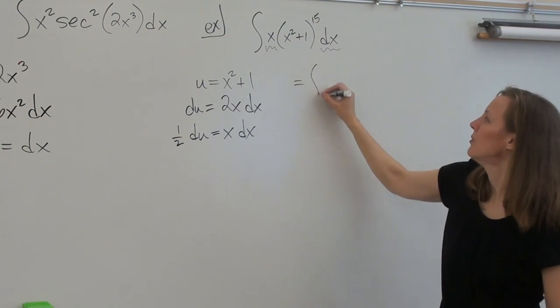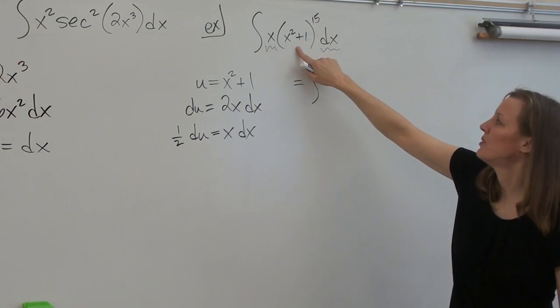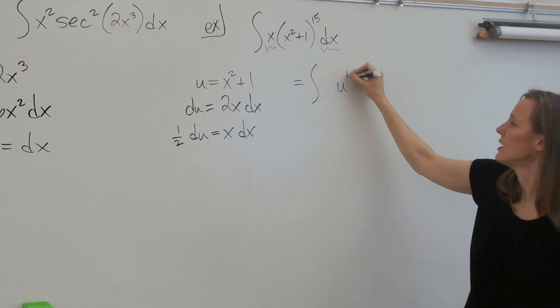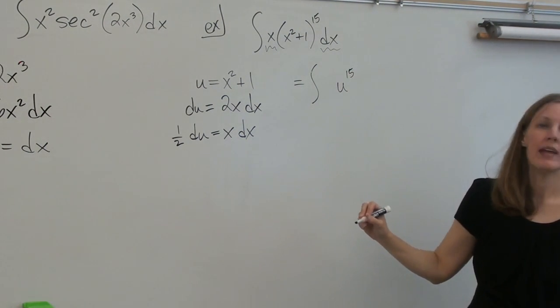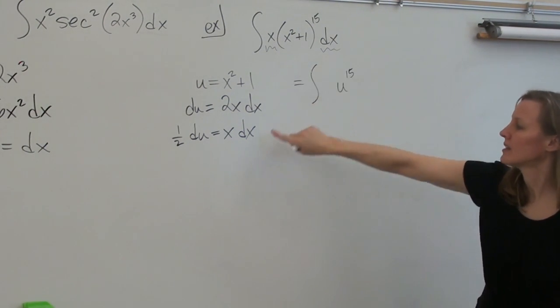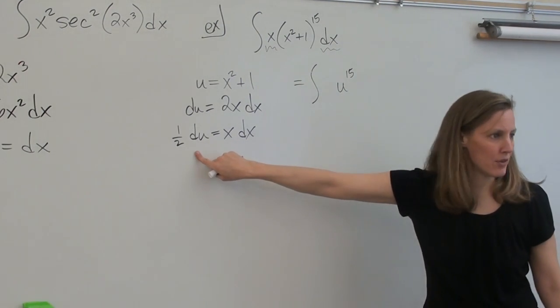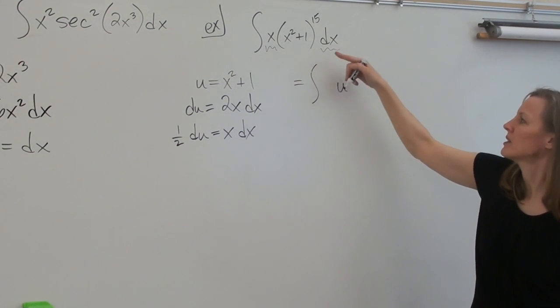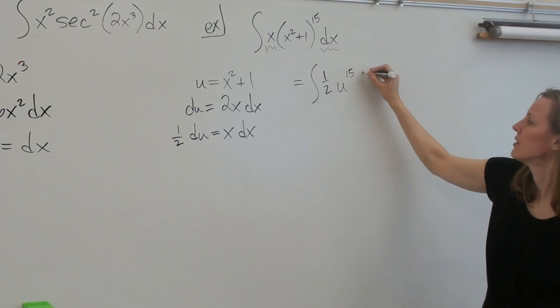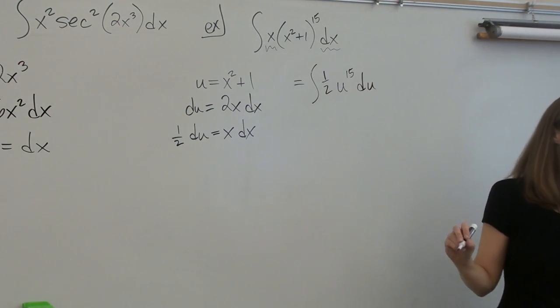So now I'm going to replace. So this becomes u to the 15th, and x dx equals 1/2 du. So I replace my x dx with 1/2 du.